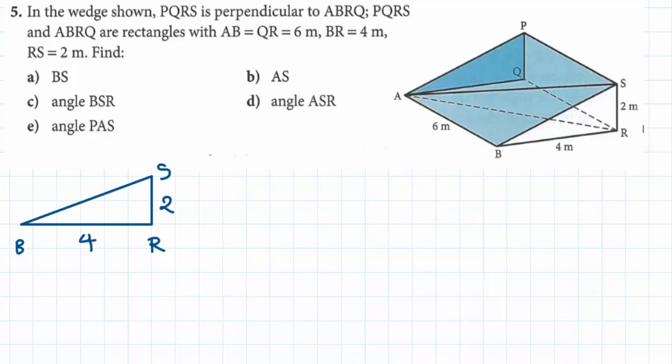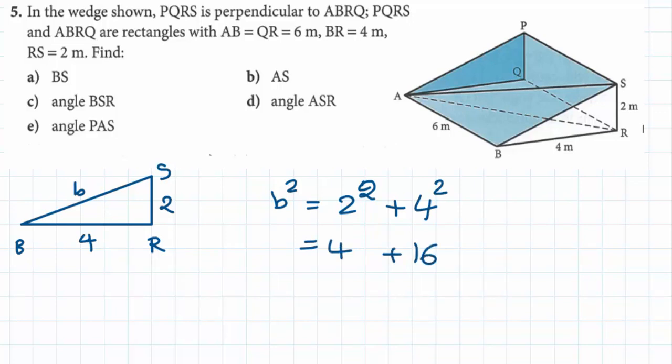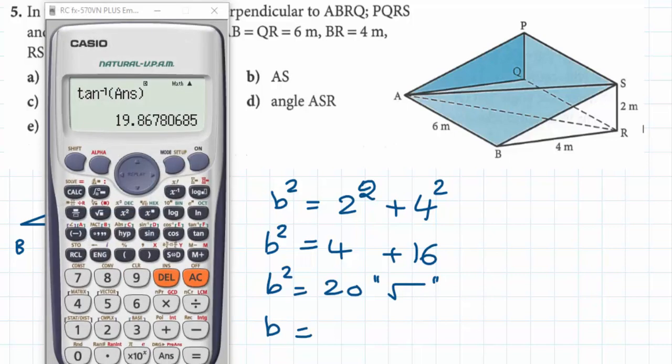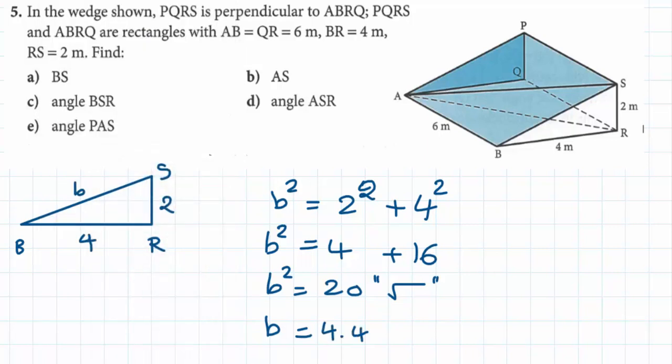Since we don't know any angle in this triangle, we have to follow the Pythagoras rule. Now BS, let's name it b small, just for simplicity. b squared is equal to 2 squared plus 4 squared. Then 2 squared is 4, plus 4 squared is 16, so b squared is equal to 20. What about b without square? We have to take the square root of 20, which is 4.47. So b small stands for BS. It means BS, this side, is 4.47. Everything here is in meters.